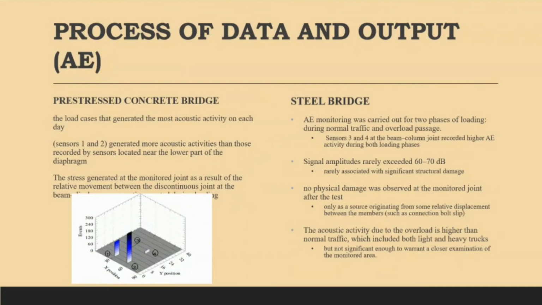AE monitoring was carried out for two phases of loading: one during normal operation and then the overload passage. Sensor 3 at the beam column joints recorded higher AE activity during both loading phases. Signal amplitudes rarely exceeded 60 to 70 dB, which is rarely associated with significant structural damage, and no physical damage was observed at the monitored joint after the test, only a source originating from some relative displacement between the members on the bridge, such as the connection of bolt strips.